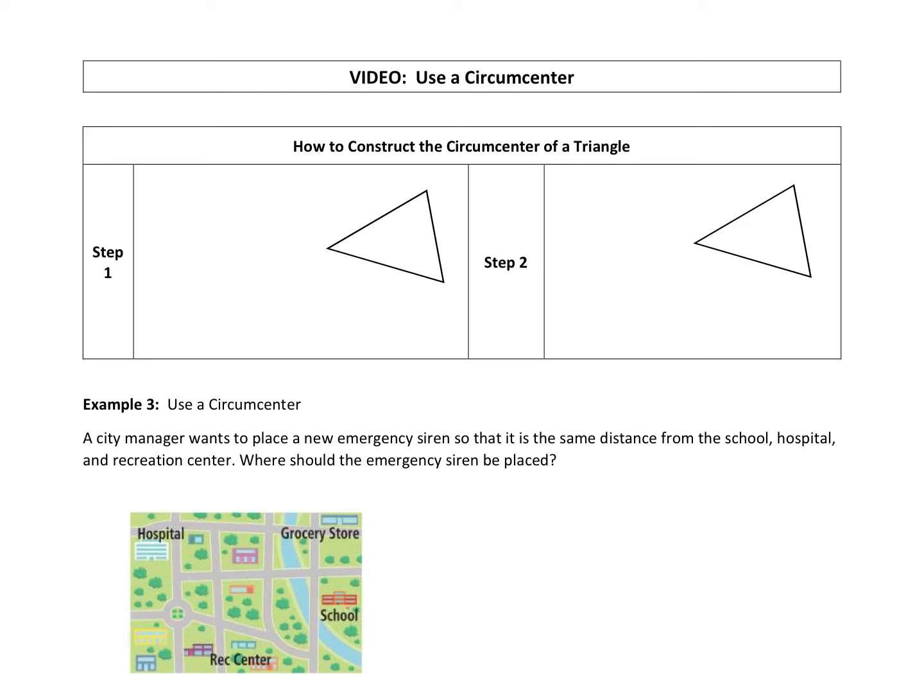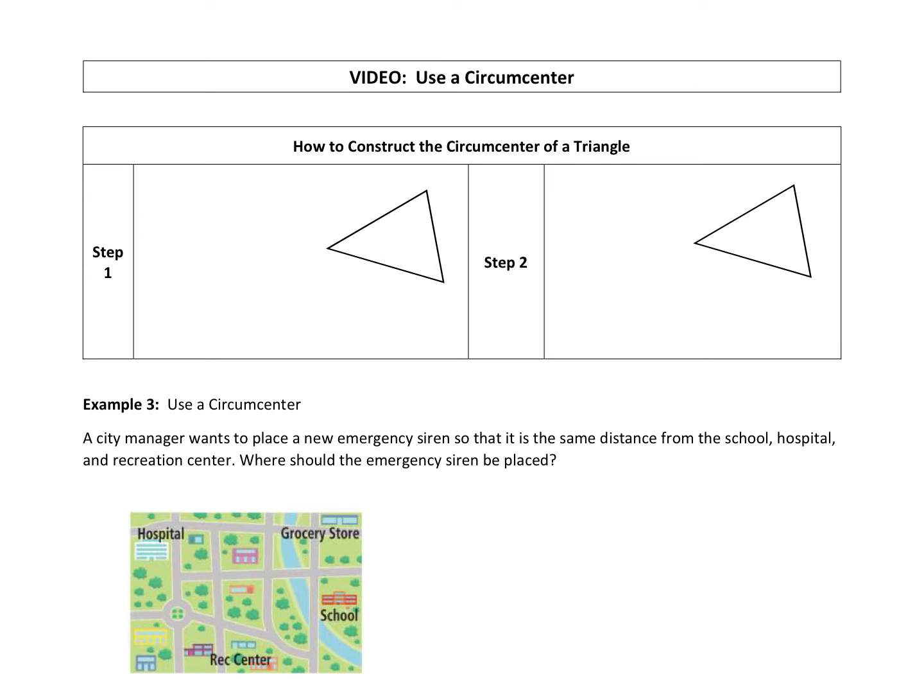All right, we're going to continue to work with our circumcenters. Circumcenter of a triangle is the center of a circumscribed circle. A circumscribed circle is a circle that has all three vertices of a triangle on the circle. Okay, so how to construct? So construct, this would be done with a compass.